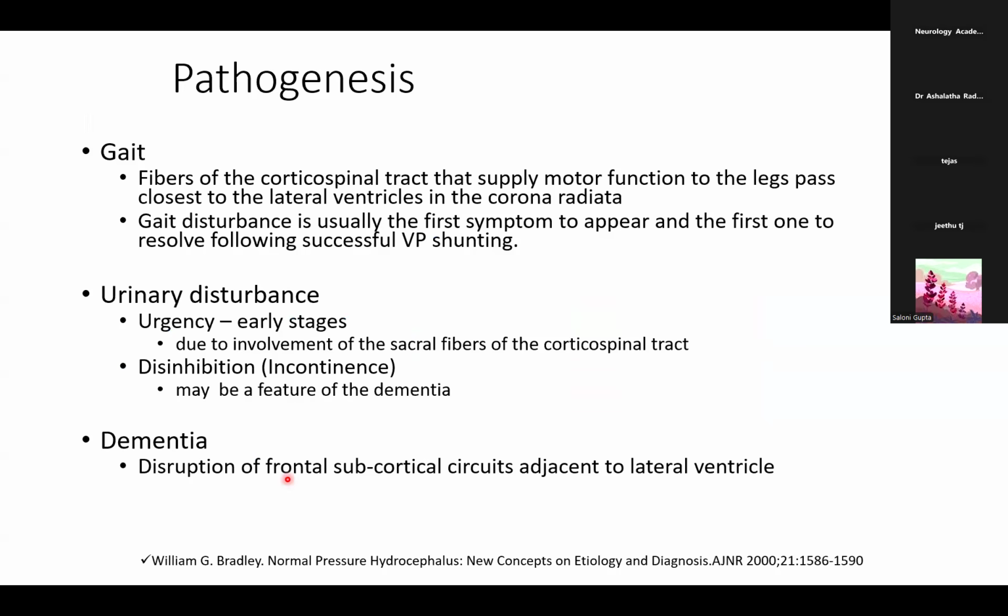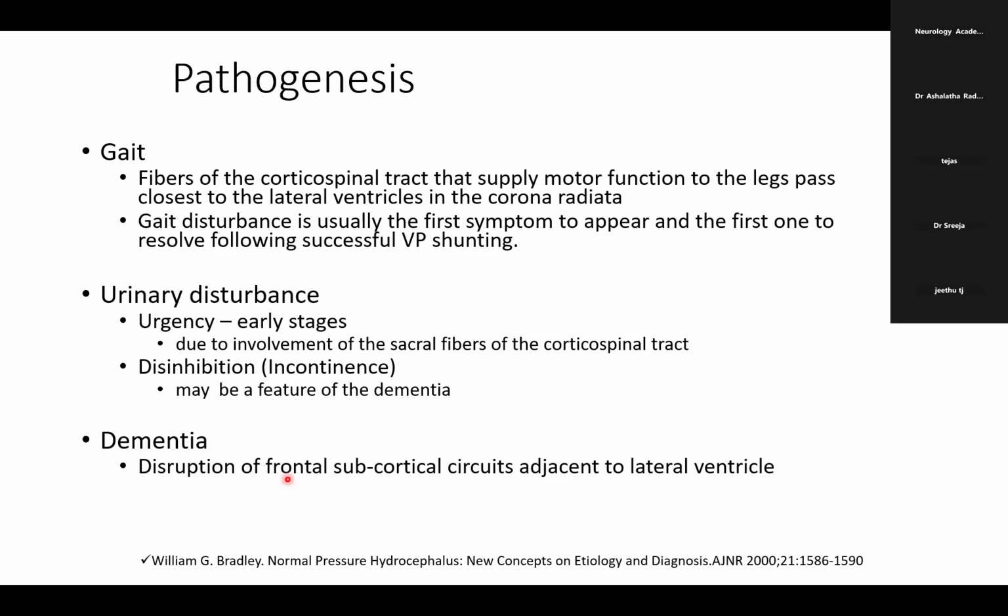Coming to the pathogenesis of the disease, the classical triad includes gait disturbance, urinary disturbance, and dementia. The gait disturbance is due to the fibers of the corticospinal tract that supply the motor function to the legs, which pass closest to the lateral ventricle in the corona radiata. It is usually the first symptom to appear and the first one to resolve following a successful ventriculoperitoneal shunting.